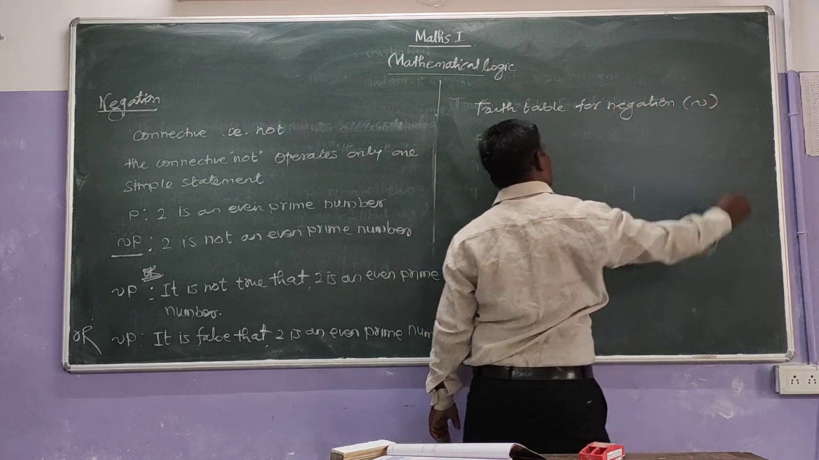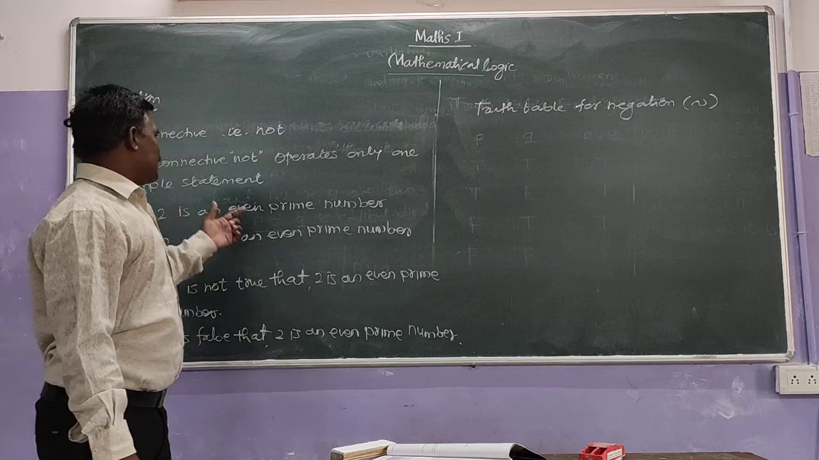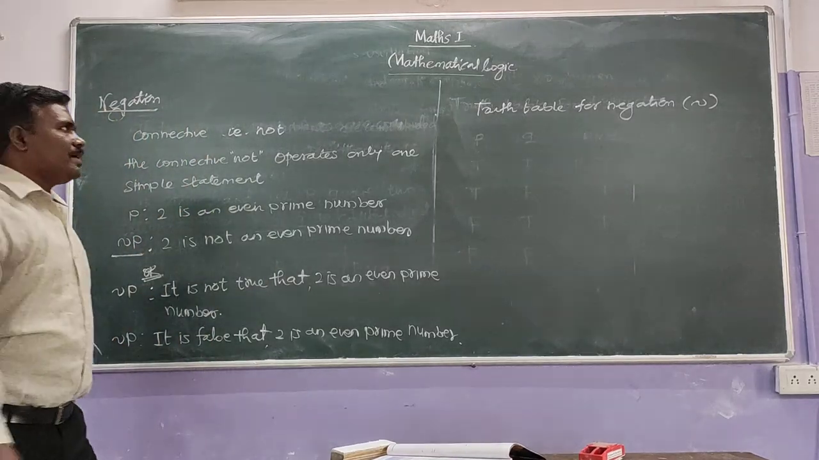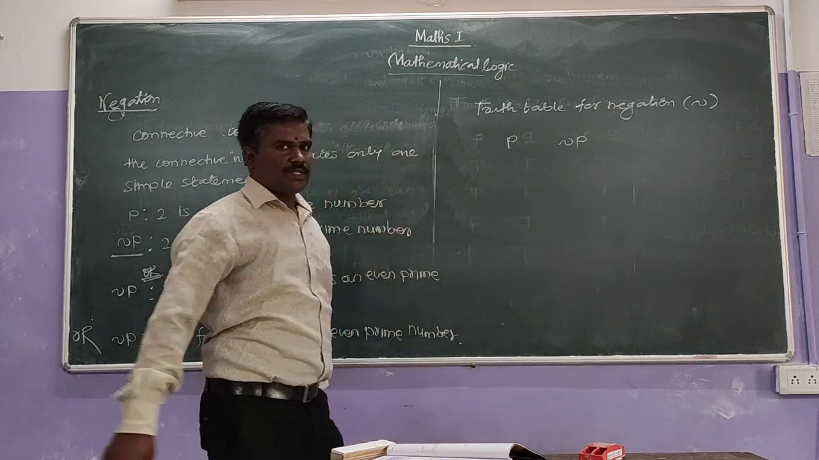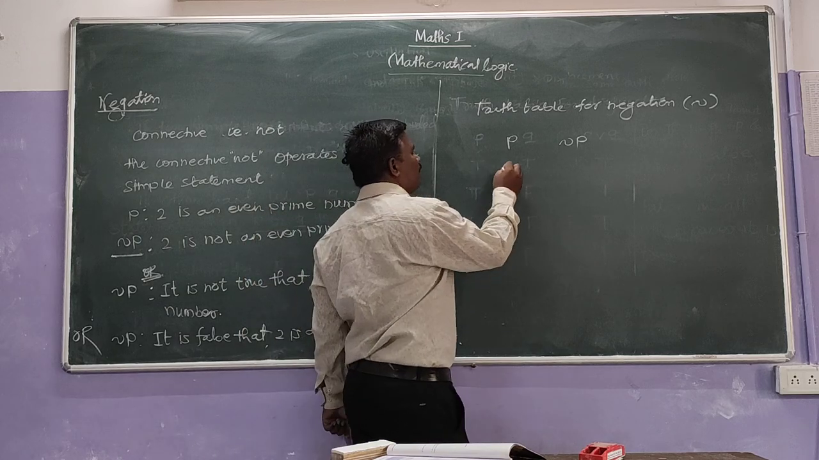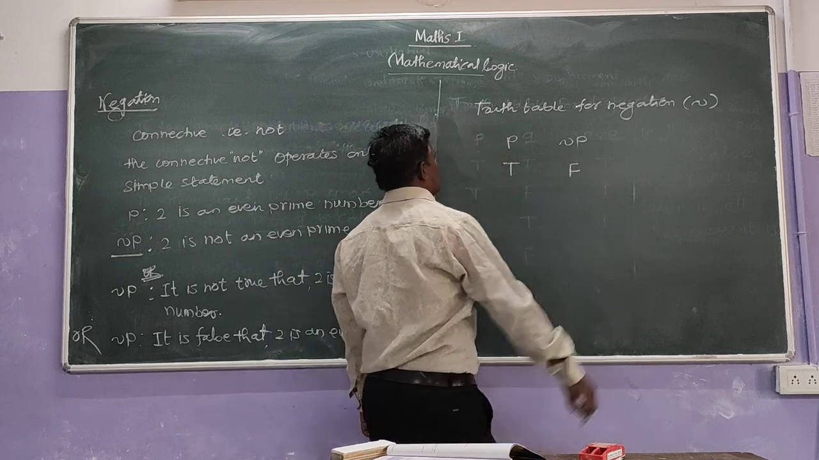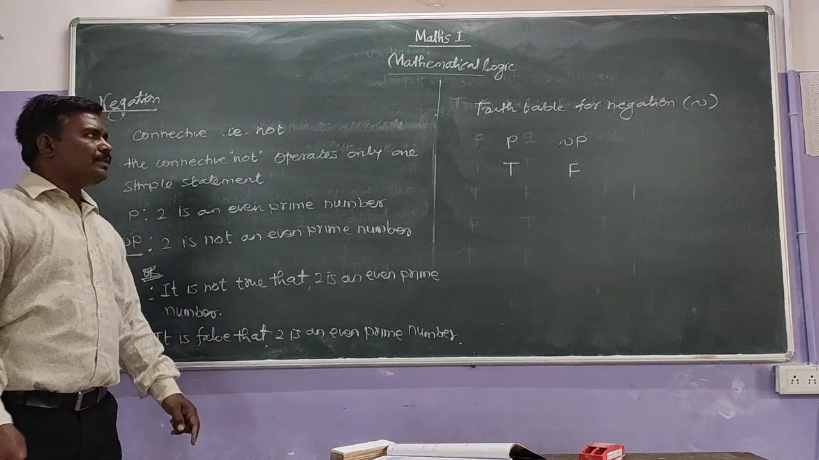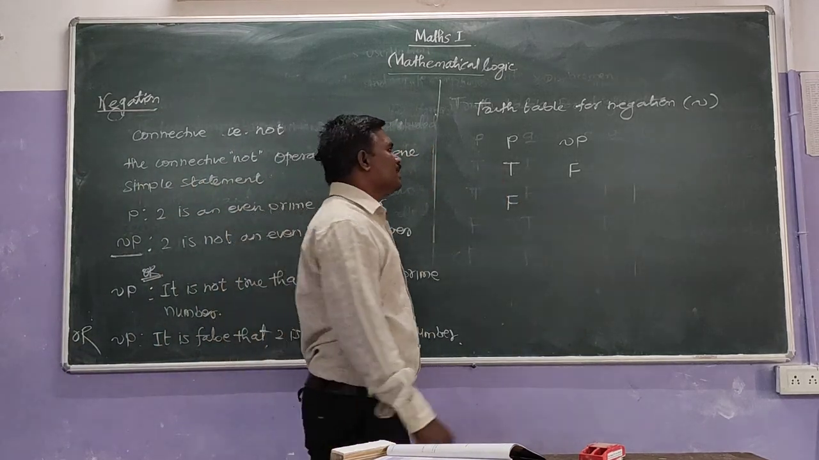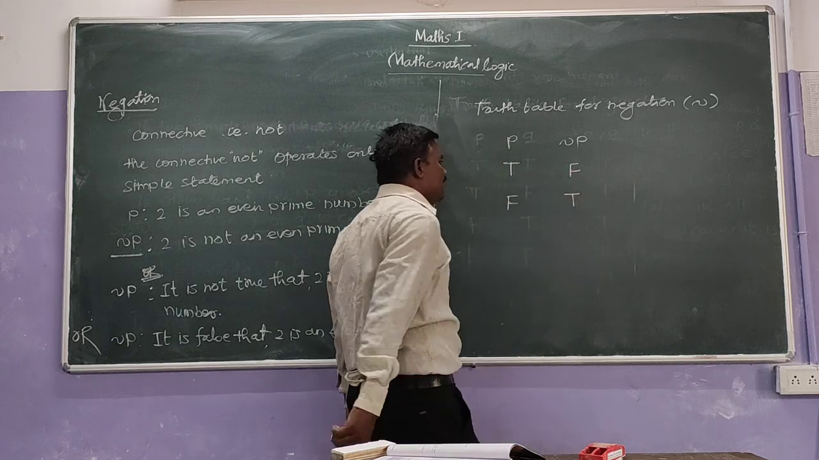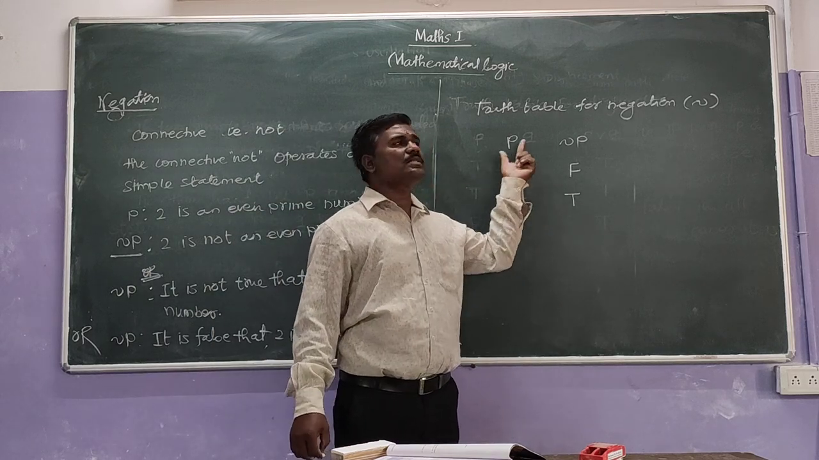The symbol for negation. There will be only one simple statement in a negation. Consider P and its negation. Therefore, the possible truth values of P: if P is true, then its negation is false. That means negation of true is false. And second, if P is false, then its negation is true. That means negation of false is true.